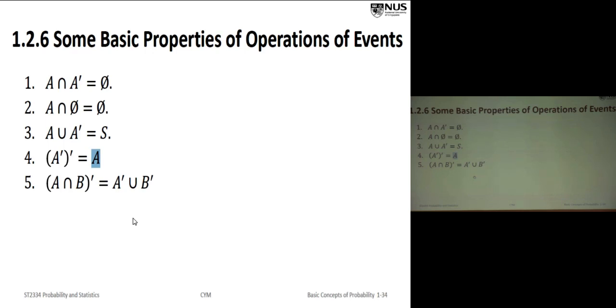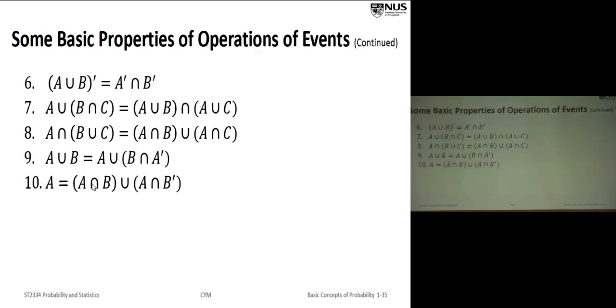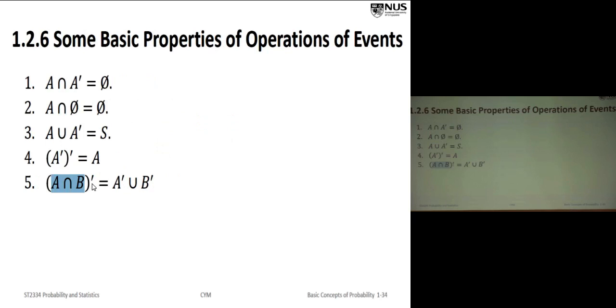Then you have this last rule. Again, it's a rule. You don't have to understand where it comes from. If I take A intersect B and take the complement, it's the same as taking the complement of A union with the complement of B. You can take that one as being true. We could do another graph, but again, it's a property.